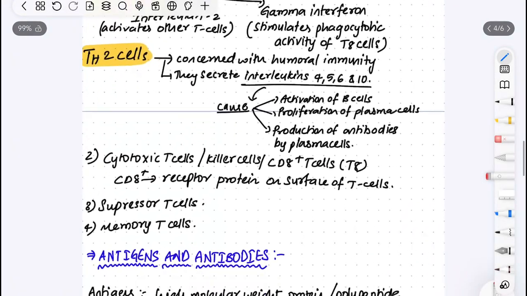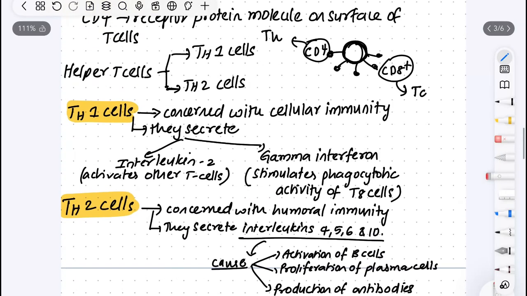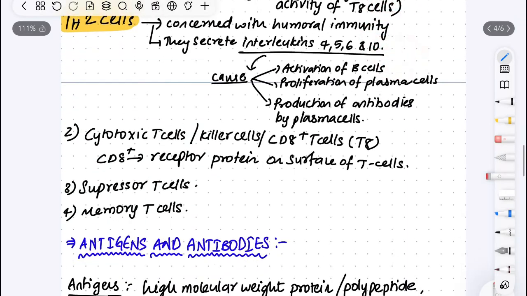Again, the second type is the cytotoxic T cells, that is they have a receptor protein of CD8 plus on their surface, as we have earlier discussed. These are the cytotoxic T cells, also known as killer cells. They are denoted as T8 or TC. The third one is the suppressor T cells, and the fourth one is the memory T cells.